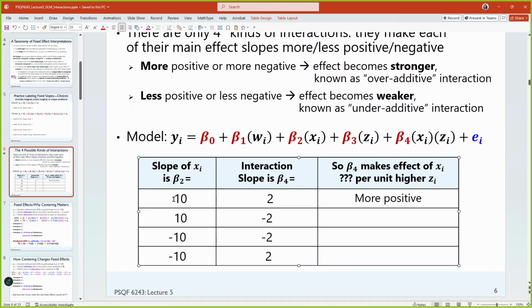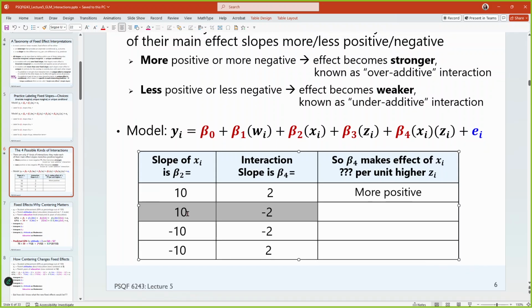So the first scenario, if the signs are the same, what we would say is that as the moderator z increases, the positive effect of x becomes more positive by 2 per unit. This one, slope of x is still 10 to start with. Interaction term is negative. So this would be, any guesses? Yeah, this is a less positive.